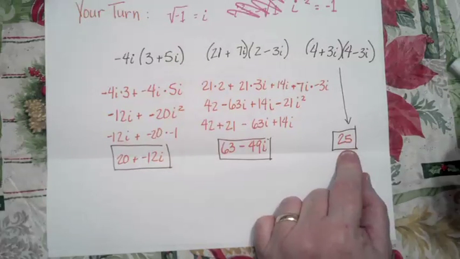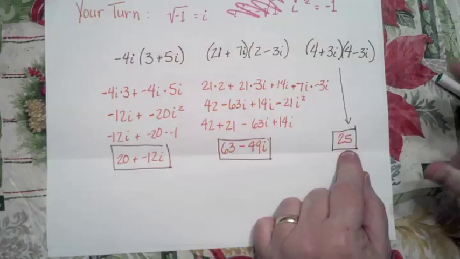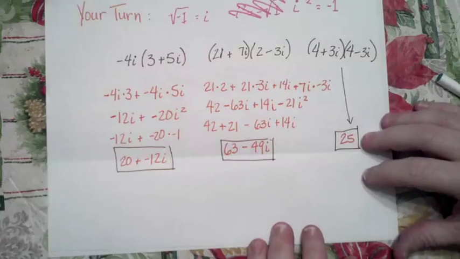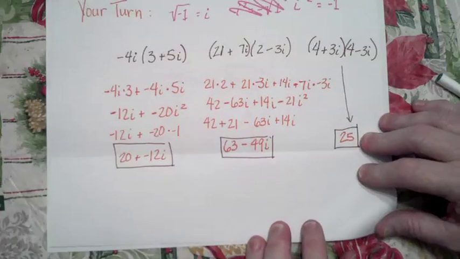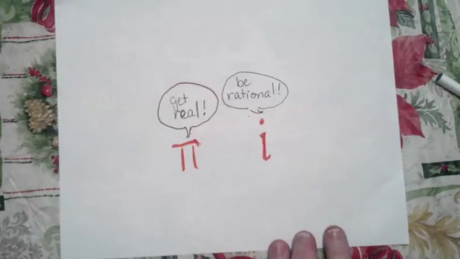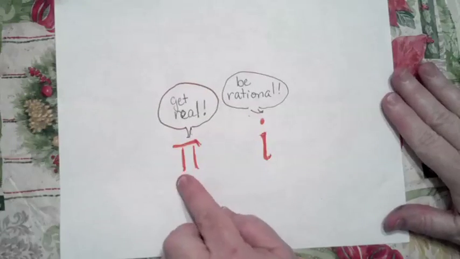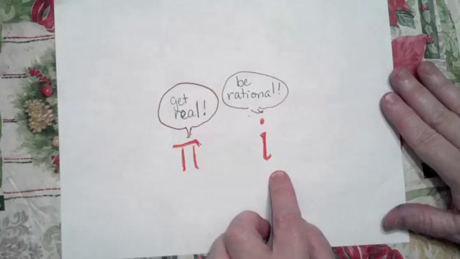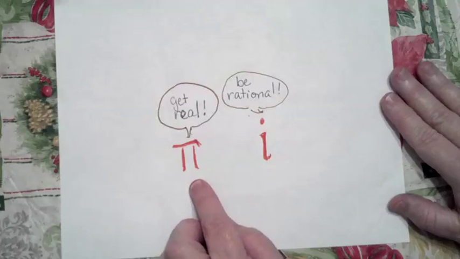But right now, you're ready for one of my very favorite math jokes. And remember, math jokes are usually a little corny. We have pi and i is saying be rational, and pi is saying get real.